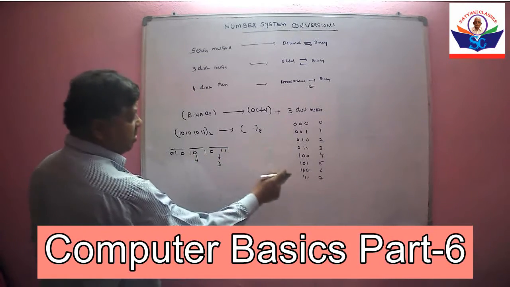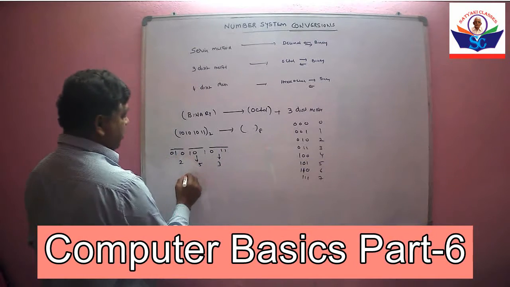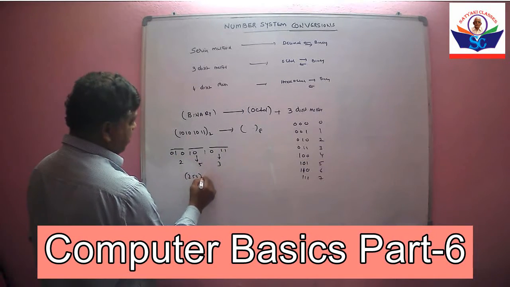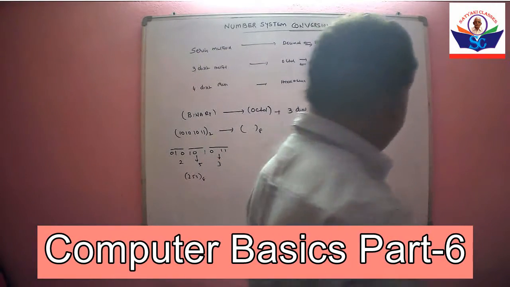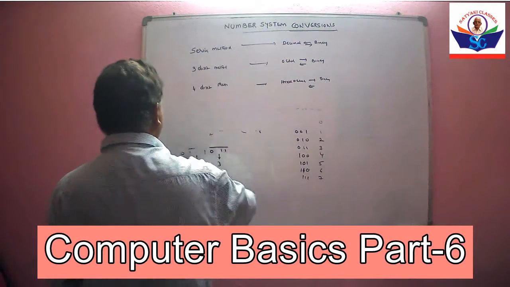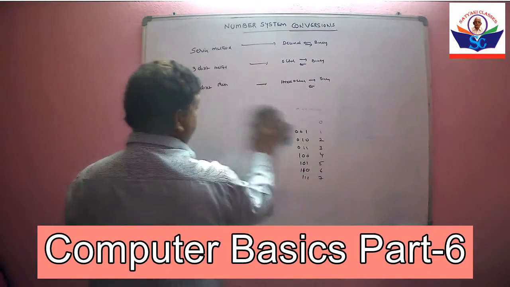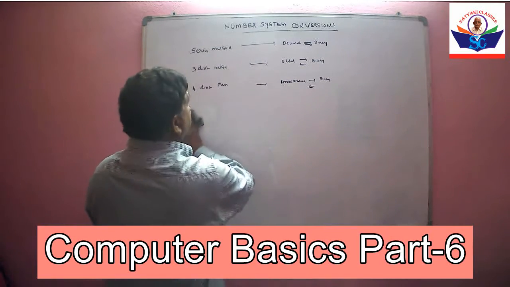What is 1 0 1? It is 5. What is 0 1 0? It is 2. So it is 253 in the octal number system. Like this, we can convert binary numbers to octal numbers, and octal to binary, by using the 3-digit method.